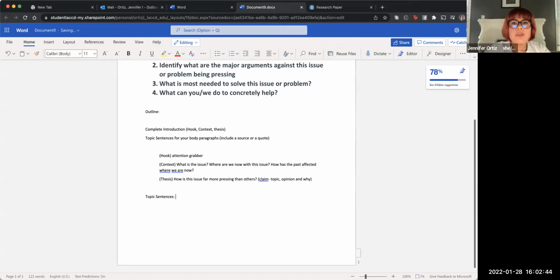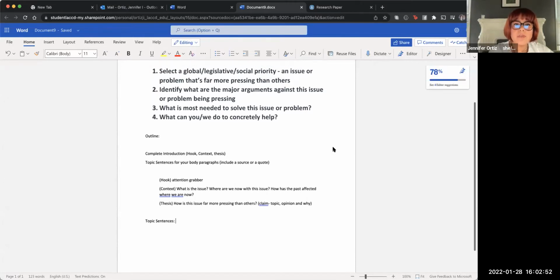essay. So what do you think the topic sentences are? What are those topic sentences supposed to talk about? Well, I broke it up for you right here, right? So topic sentence number 1, right? The first paragraph could be about, you're going to identify major arguments against, right? The problem or issue.